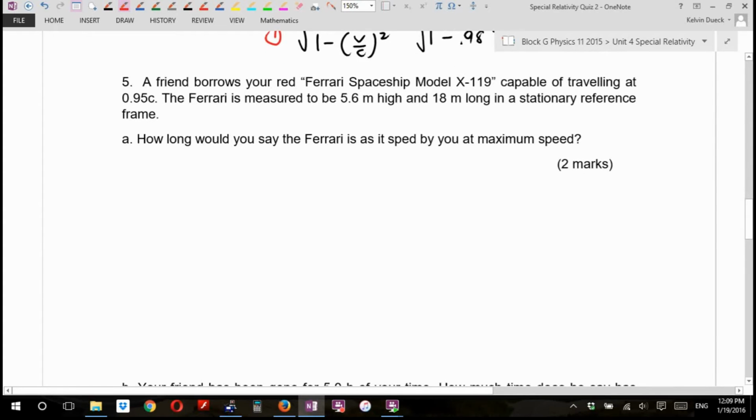A friend borrows your red Ferrari spaceship model X119, capable of traveling at 95% of the speed of light. The Ferrari is measured to be 5.6 meters high and 18 meters long. Yeah, I took this right from the homework. How long would you say the Ferrari is as it sped by you? Okay, this is asking me to find how long. Jaden, is this asking me to find L or L0, the original length or the relativistic length? Just L.